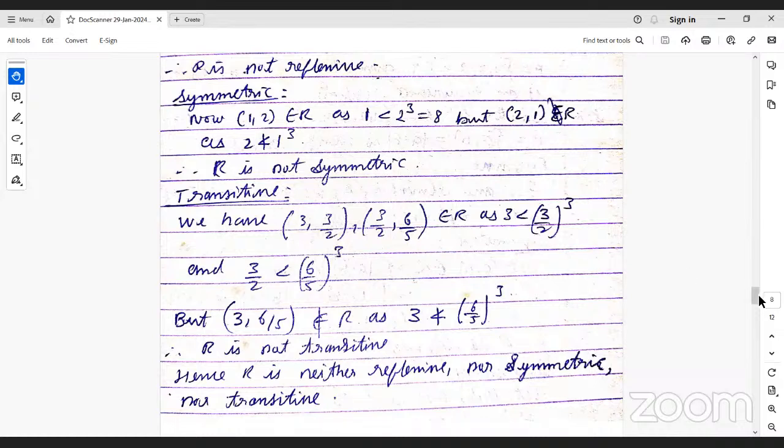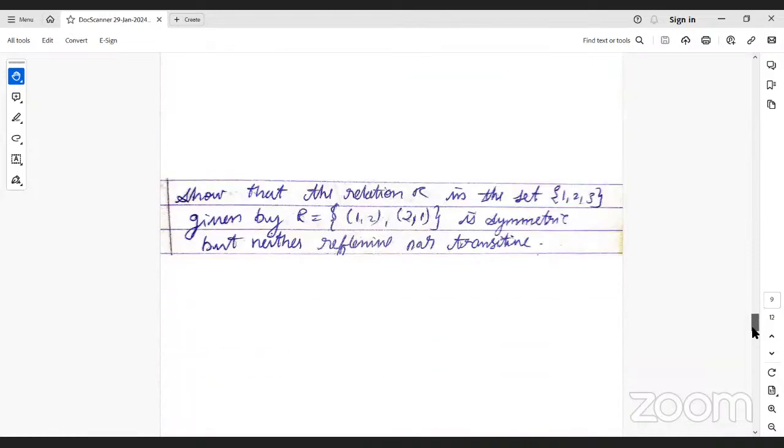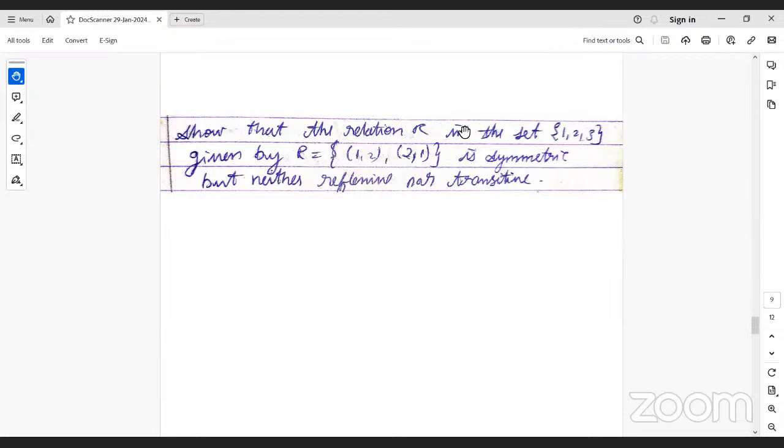See the next question here. The next question is a simple question. Show that the relation R in the set {1, 2, 3} given by R = {(1,2), (2,1)} is symmetric, but neither reflexive nor transitive. Yes. So see, easily you can prove it. Try to do it for homework.